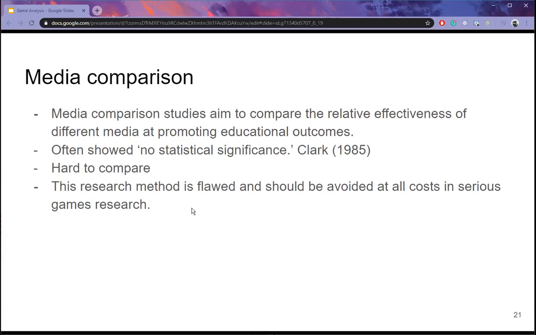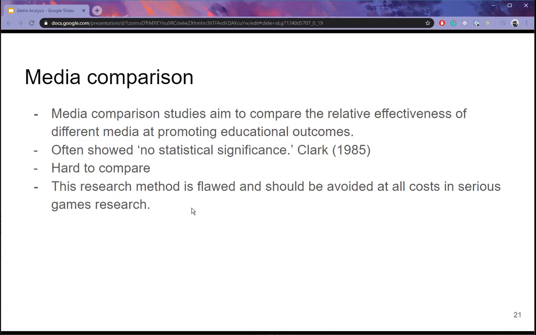I will talk about media comparison. It's a way to compare, an ex situ data collection. When you do media comparison studies, you compare the relative effectiveness of different media at promoting educational outcomes. It often showed no statistical significance, according to Clark, and it's hard to compare.